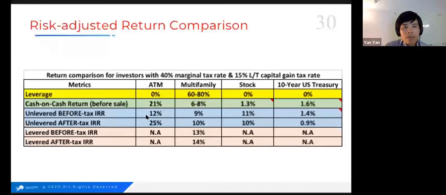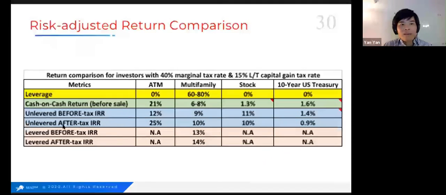Unlevered IRR, right? So before tax, here it is 12%, multifamily is 9%, stock is 11%, and the bond is 1.4%. So that's why I said this ATM, when you look at the cash flow, because it's so stable, you would think, oh, that's like a bond. But if you look at the return, of course, it's not the same thing, right?